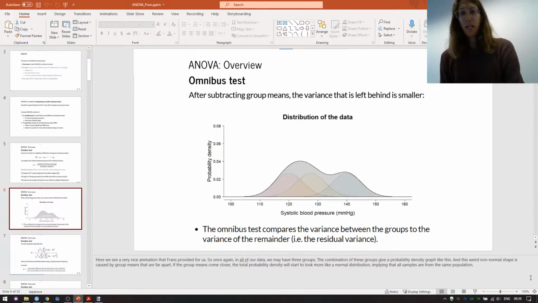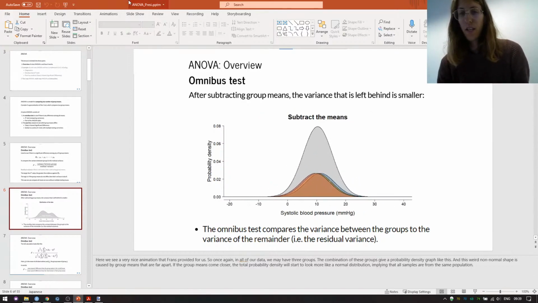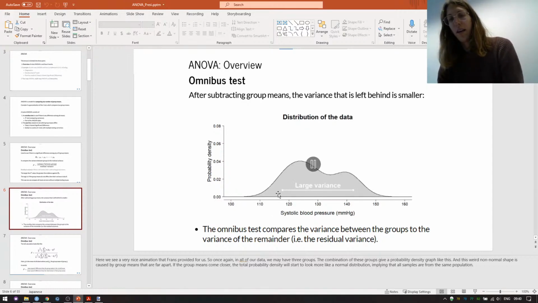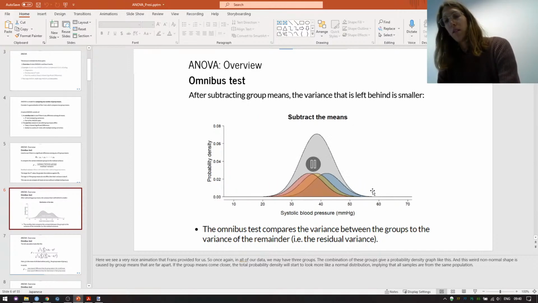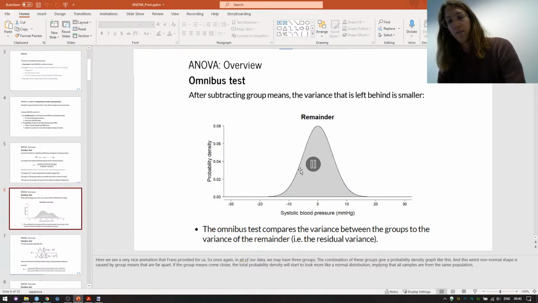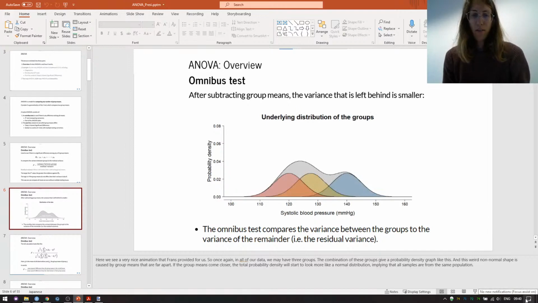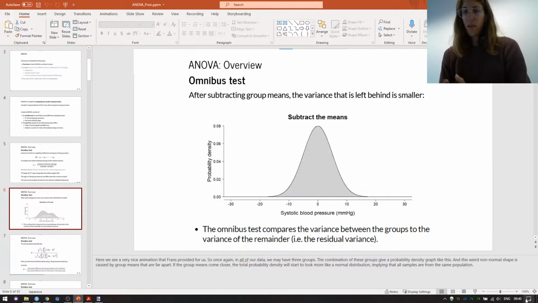Okay, so here Frans provided me with a very nice graphic. What we see over here is a big probability density function, and this probability density function is comprised of three different groups. Now you can see if the means are far apart, the probability density function has this weird non-normal shape, and that is because the means are far apart. But if the group means come closer, the total probability density will start to look more like a normal distribution, implying that all the samples are from the same population.